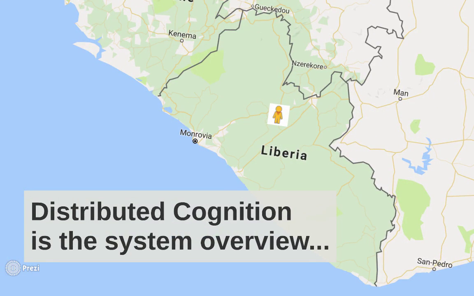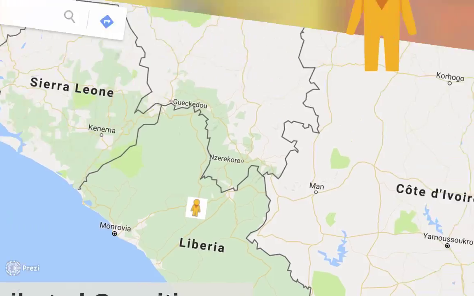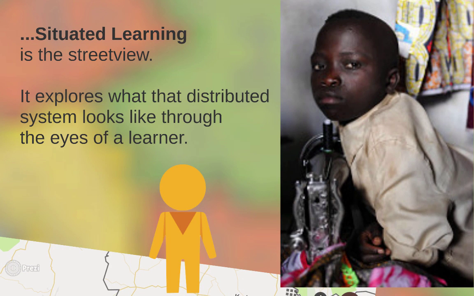Distributed cognition is the system overview. Situated learning is the street view. It explores what that distributed system looks like through the eyes of a learner.